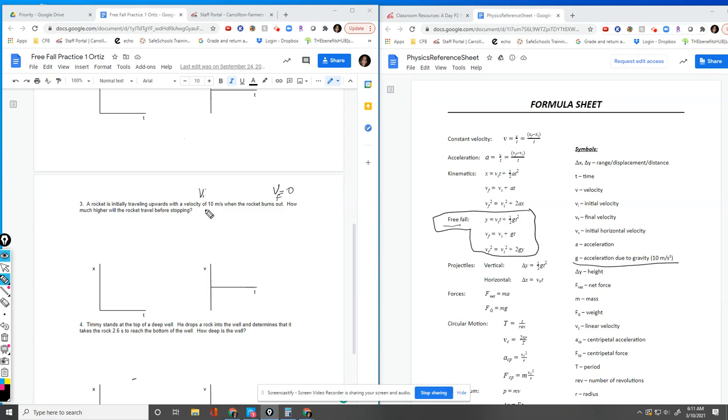So it's actually telling you, when it burns out, right, what is going to be the distance that it has gone when the final velocity is 0? That's what it's asking you to do. How far up is it going, okay?